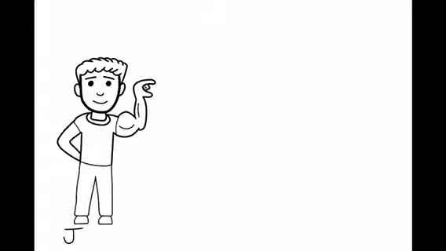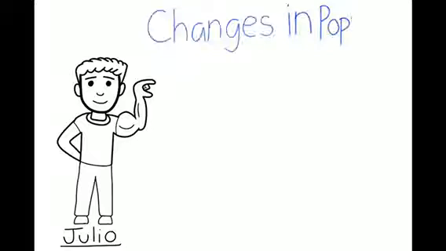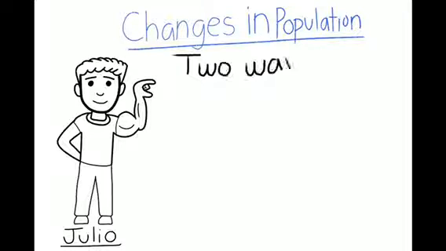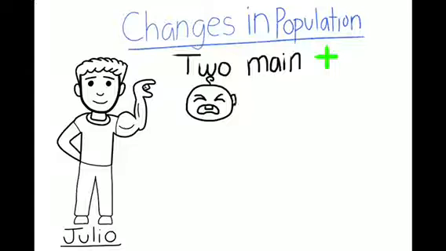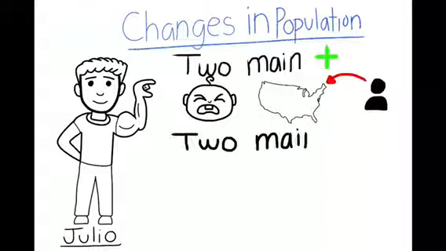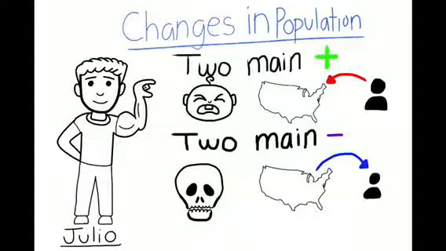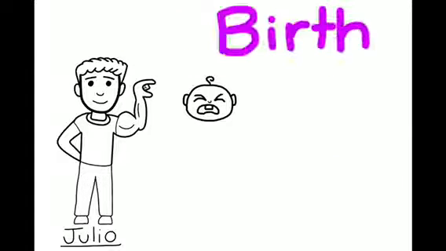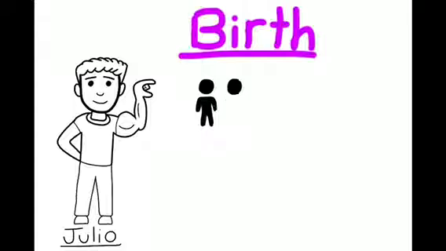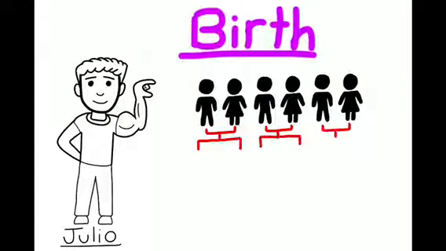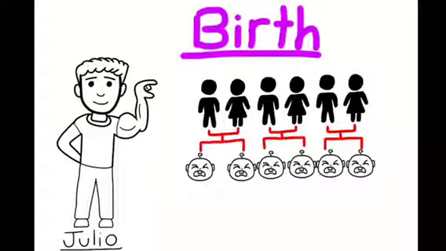My name is Julio, and I will be talking to you guys about changes in population. There are two main ways that the population increases, which is by birth and by immigration, and two main ways it decreases, which is by death and by emigration. The first is birth. Let's just say two people really love each other. They have those little monsters we call babies. And these little demons, babies, as they are born into the world, they add to the population.